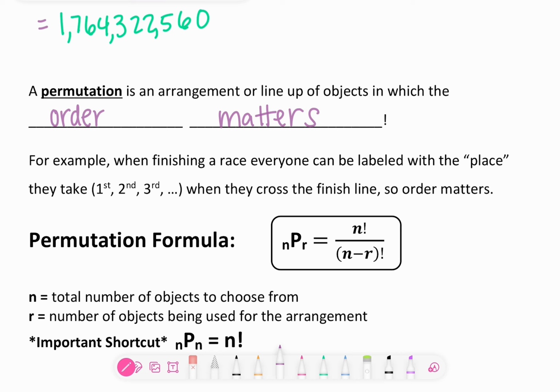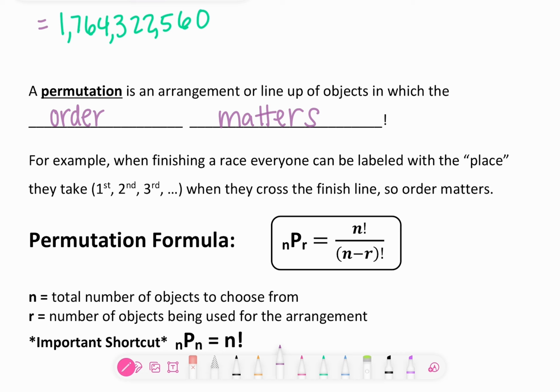Okay, so that's what a permutation is going to give me, an arrangement or a lineup, and it's going to tell us how many ways that can occur if the order matters. For example, when you're finishing a race, everyone can be labeled with the place that they take, first, second, third, etc., when they cross the finish line.